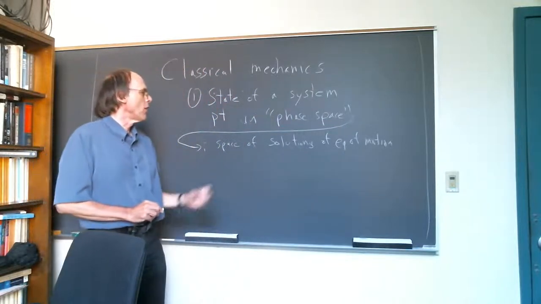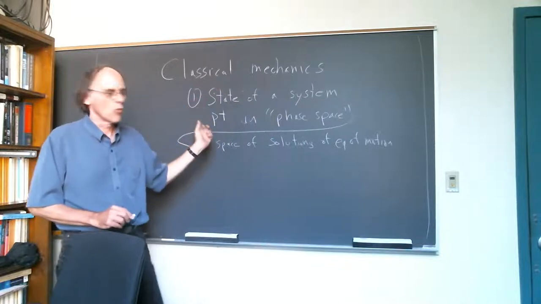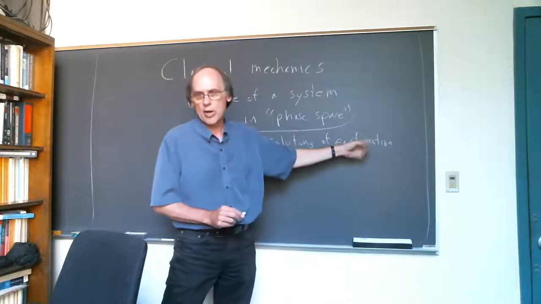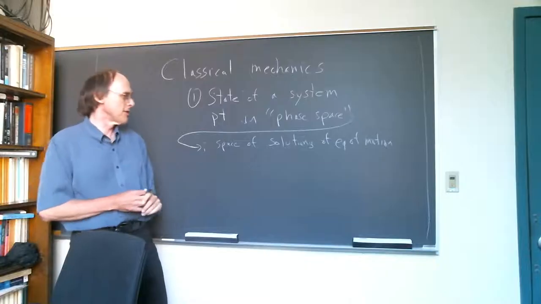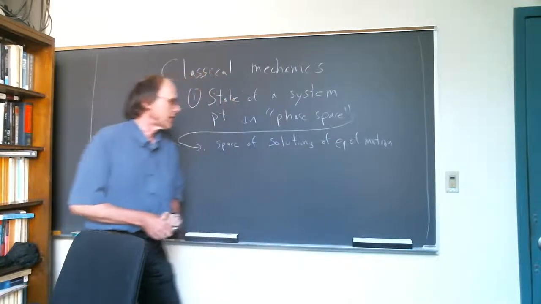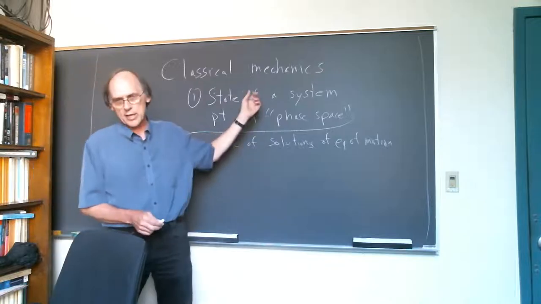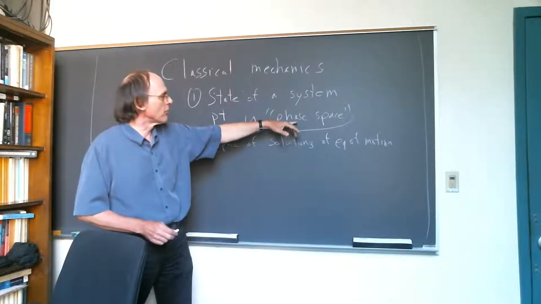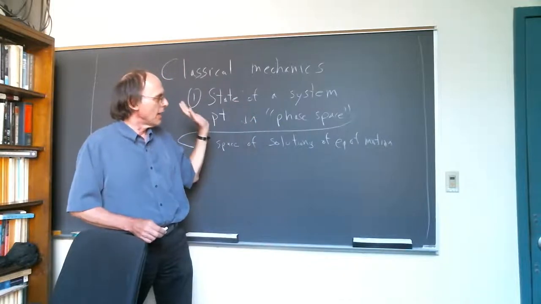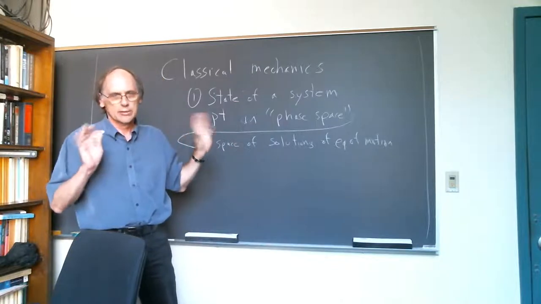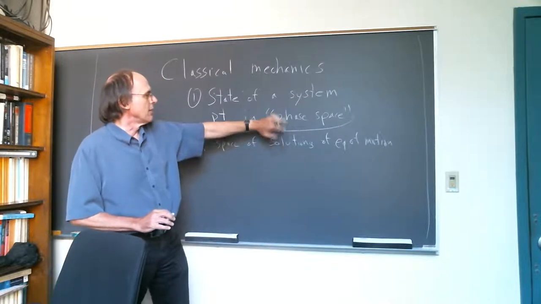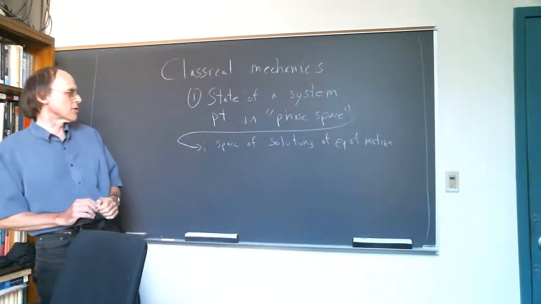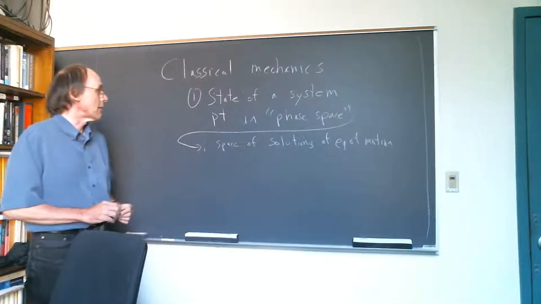So if you want to know what the state of the world is, you really want to know which solution you are at. The state of the world is the solution of the equations of motion for your system, and that's where you are. If you know where you are at some particular time in this phase space, then the equations of motion evolve you through this phase space, and you know what's going to happen. But if you want to know about the state, you just have to think of it as a point in some space, the space of solutions of the equations of motion. So that's one way of thinking about classical mechanics.